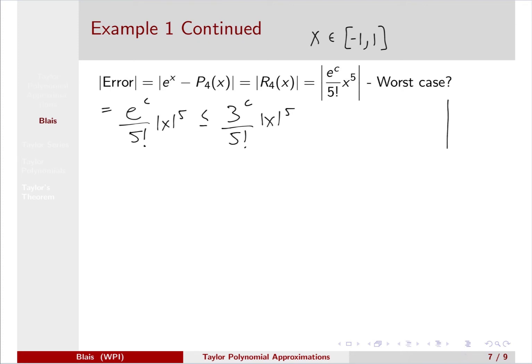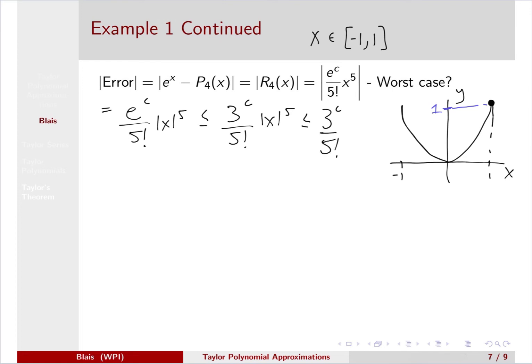Well, let's think about absolute value of x to the fifth. That looks like x to the fifth with its mirror image about the y-axis over here. And we know that this achieves a maximum value on the interval minus 1 to 1 of 1. So this upper bound we have for our error has to be less than or equal to 3 to the c over 5 factorial times 1.